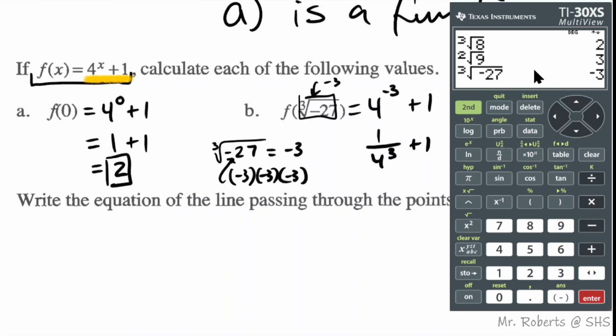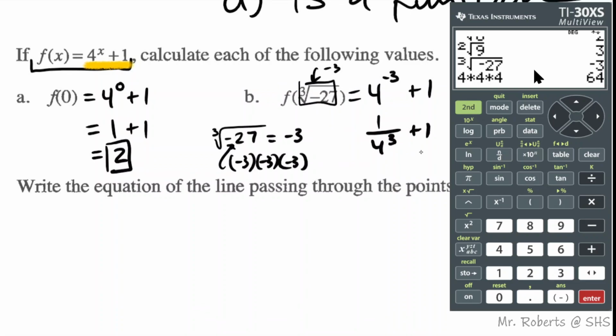4 times 4 times 4 is 64. So this is 1 over 64 plus, I'll say 64 over 64. I'm just turning that 1 into 64ths. And now I've got 1 over 64 plus 64 over 64, which, my best friend today, is 65 over 64. So when I plug the cube root of negative 27 into that function, I get 65 over 64.